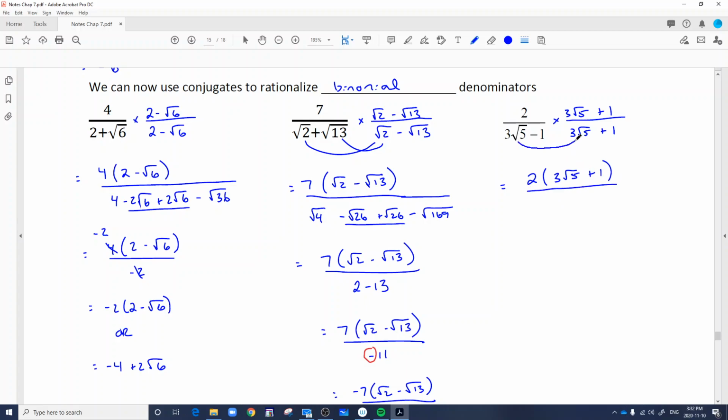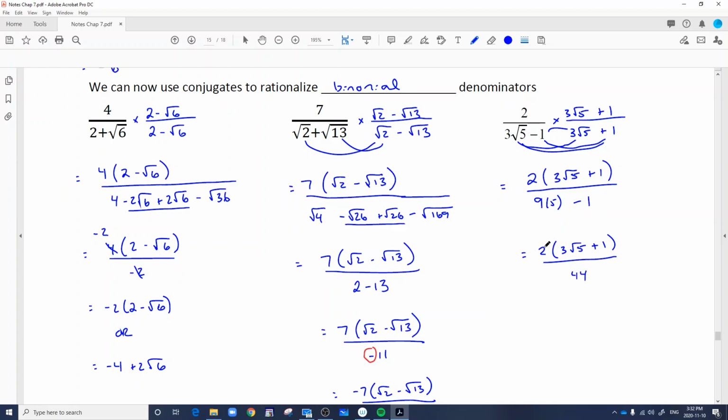So I've got 3 root 5 times 3 root 5 is 9 times 5. Maybe I should change it up a bit. When I do these, I go 3 times 3 is 9. Root 5 times root 5 is root 5 squared, or just 5. And then I know that my outers and my inners are going to cancel out, so I don't write them down. And then I've got negative 1 times 1 is minus 1. So then I've got 2 times 3 root 5 plus 1 all over 45 minus 1 is 44.